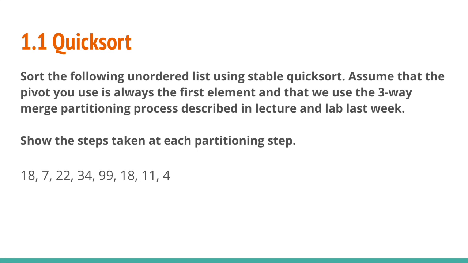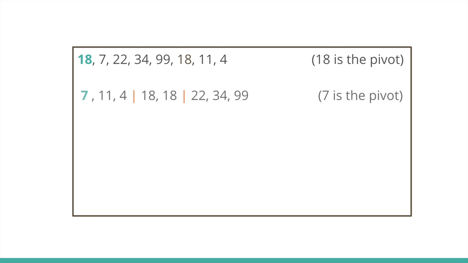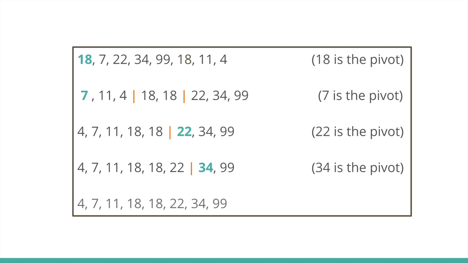So in 1.1, we are given the following unordered list, and we will perform quicksort by choosing the first element as the pivot each time. So in the first step, we choose 18 as our pivot, and in the next line, we have the left sublist containing elements less than 18, the middle one containing all elements equal to 18, and the right one containing elements greater than 18. We then recurse on the leftmost and rightmost sublists.